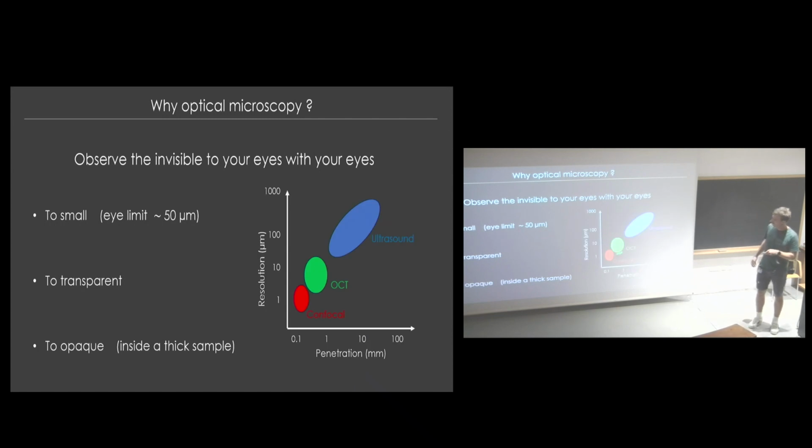And here I will mostly talk about this regime of optical microscopy, where we have a resolution which is usually of the order of 1 micron, which is the wavelength of the visible light, and a penetration depth that can be up to 1 millimeter at most.